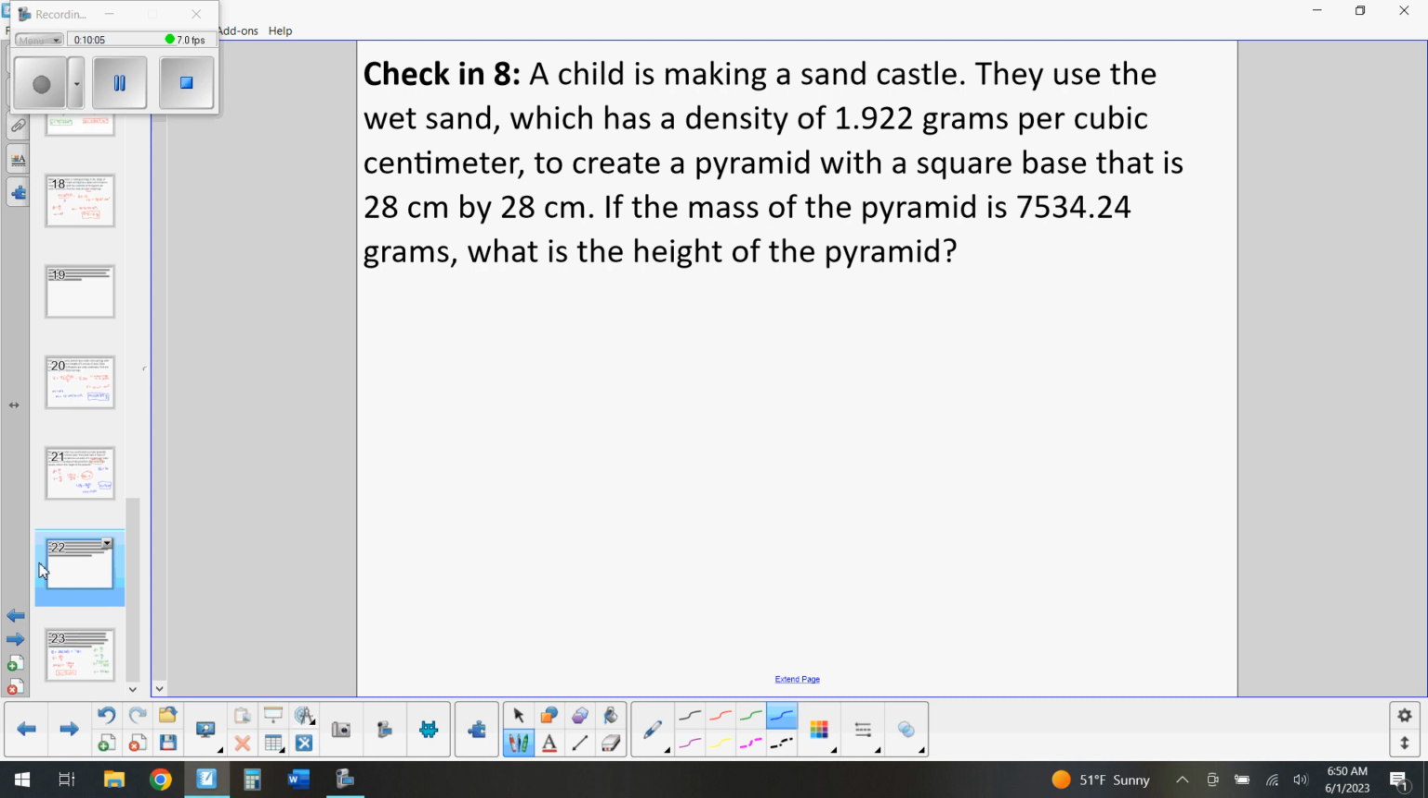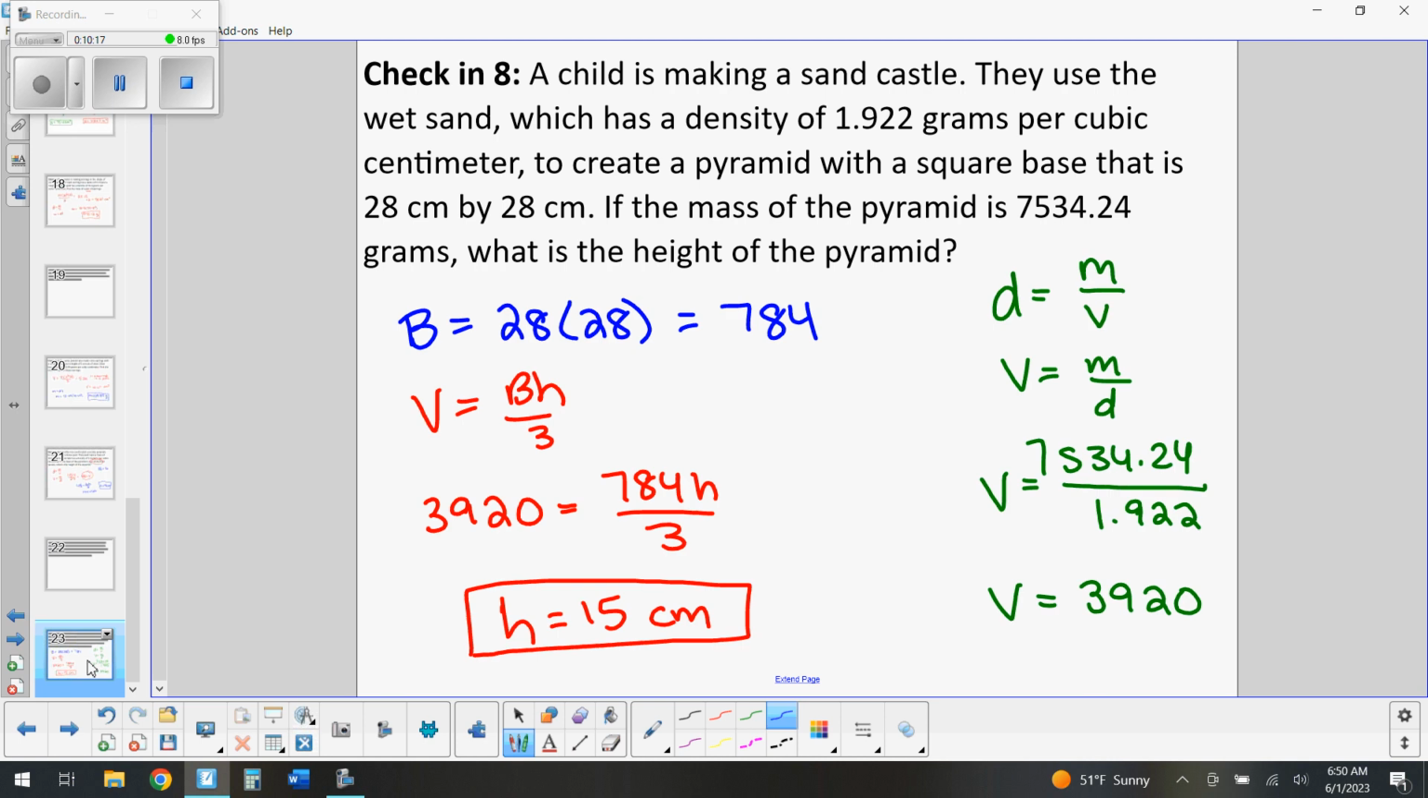You try the last one, pause, when you're ready to see the answer, hit play. All right, so we find out that we have a volume of 3,920. I know the area of the base was 784, so I take the volume equal to BH over 3. I get a height of 15 centimeters. And that is volume of pyramids and cones.